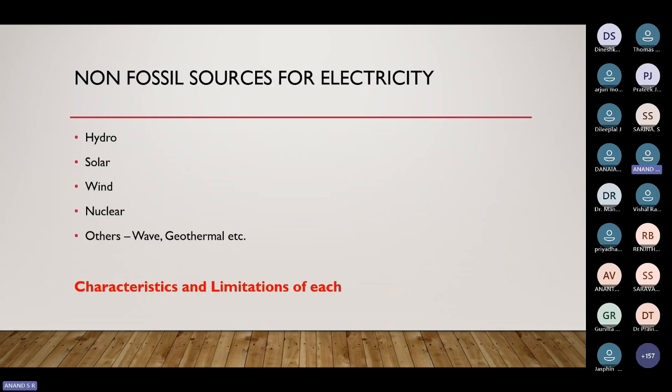And other sources are wave, geothermal, etc. Many sources are in the research field, but commercial operation from these is not much possible. Geothermal is site specific. It may not be possible in all locations. And for wave, the cost of generation and the quantity that can be generated is rather limited. So technology has to be developed for commercial operation of exploiting wave energy.